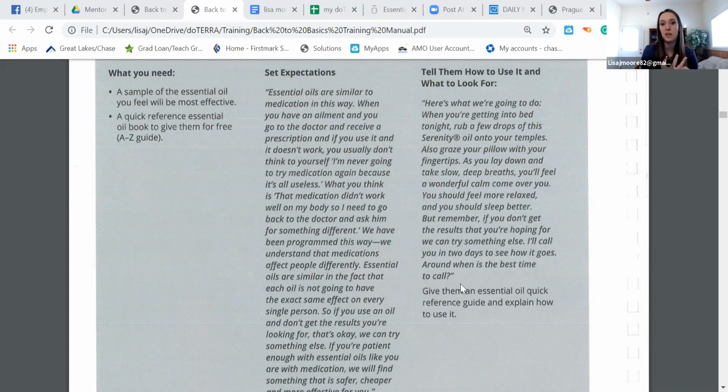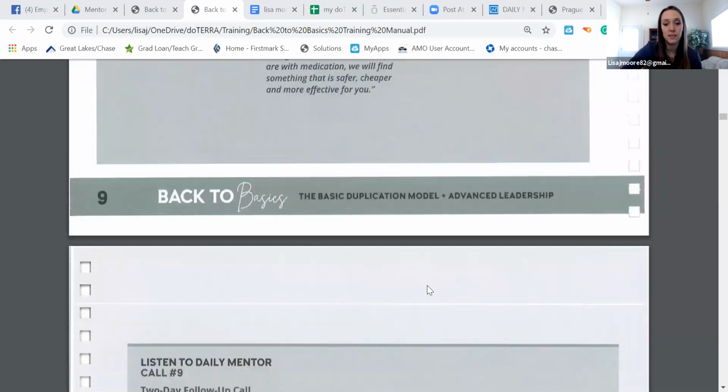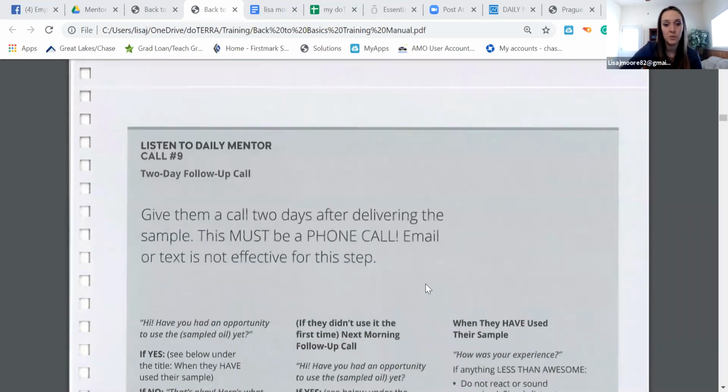And you're explaining to them and they're thinking, oh, she did what she said she's going to do. And then the next time when you do the follow-up call, then again, you did what you said you're going to do. Okay, so then we're at 3 touches already with this person and building their confidence in not only the essential oils, but in you as well.